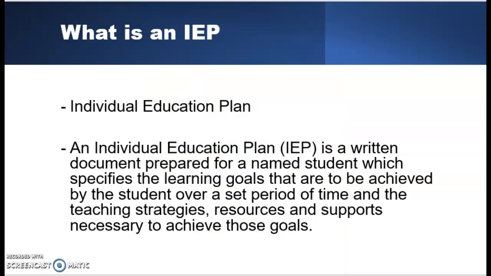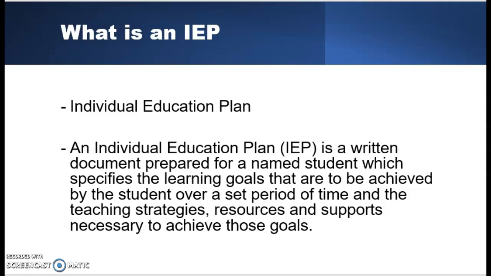So to start, what is an IEP? An IEP is an individual education plan. An individual education plan is a written document prepared for a named student which specifies the learning goals that are to be achieved by the student over a set period of time and the teaching strategies, resources, and supports necessary to achieve those goals. Two words that I found are key to an IEP are specific and collaborative.